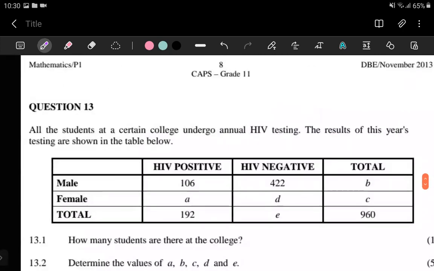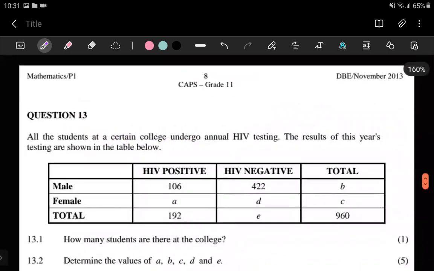Or rather, this is the question. All the students in a certain college undergo annual HIV testing, and the results of this year's testing are shown in the table below. Wow, it's terrible. But anyway, the idea here is going downwards, the numbers add up to 192. Same here, all these numbers going downwards add up.